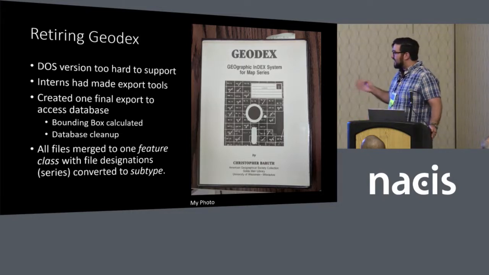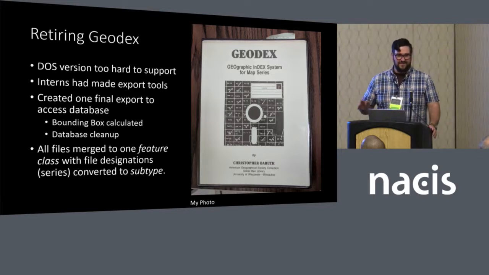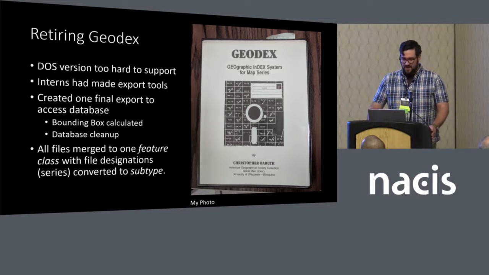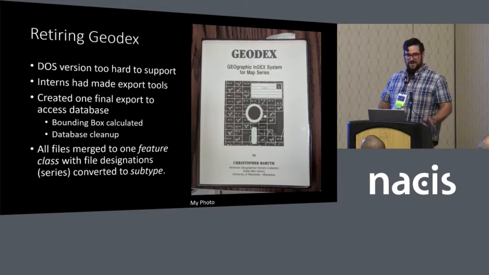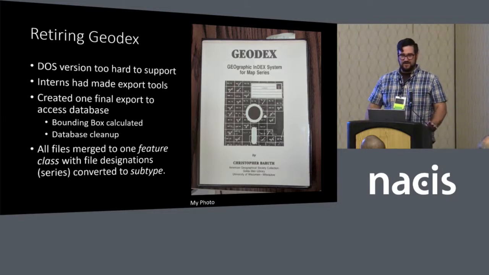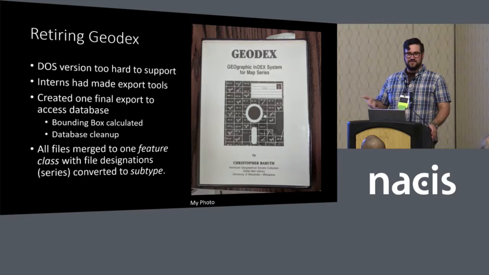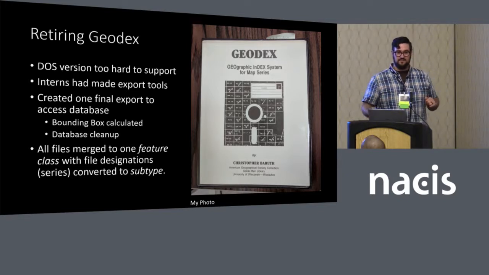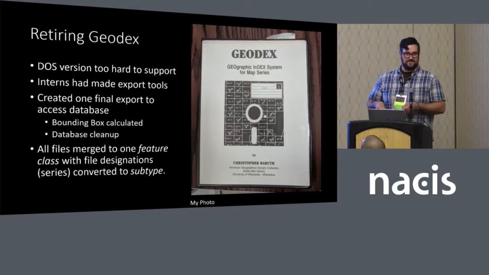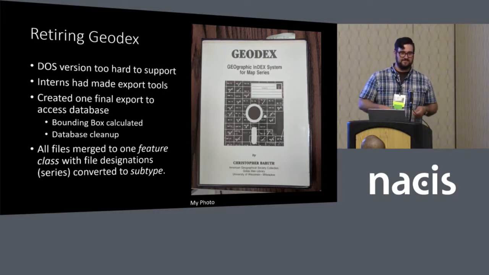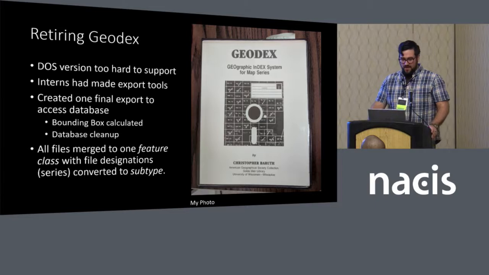So I ended up making one kind of final export out of Geodex and into an Access database, calculated some bounding boxes and cleaned up the data a little bit to get rid of some artifacts. One really critical artifact was that series were typically stored on a single disk. So you would have one floppy disk for your France 1 to 50,000. You'd have another floppy disk for your NOAA nautical charts.